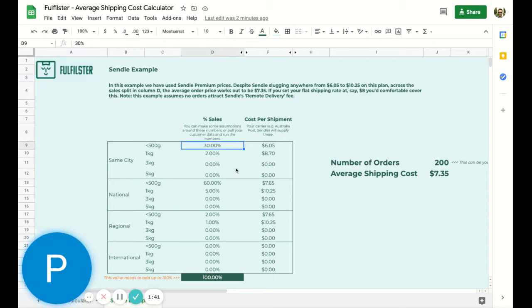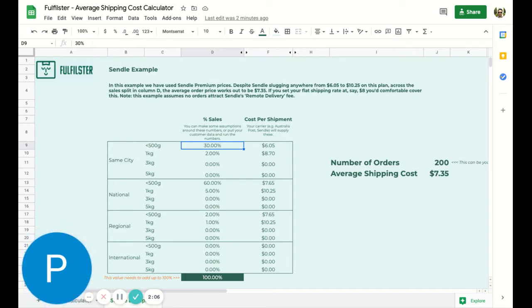We've made some assumptions here around the sales split. This is probably pretty typical for an e-commerce business in Australia that's based in a capital city. You might be doing 30% of your sales, or in this case, 32% of your sales in your home city, maybe 65% across the other capital cities, and a small percentage of sales would be coming from regional areas. So each store is different.